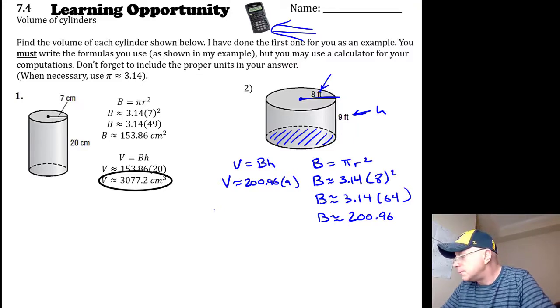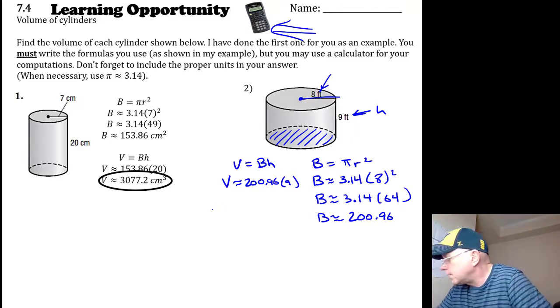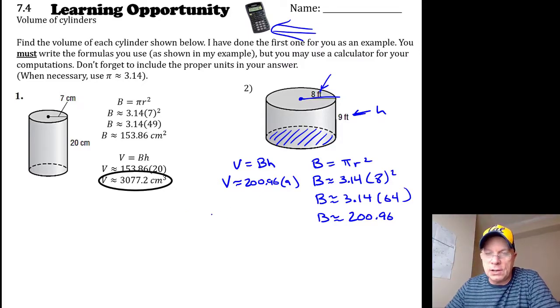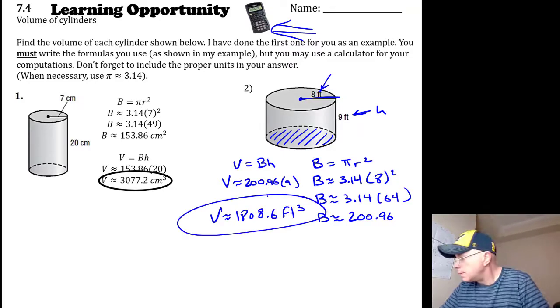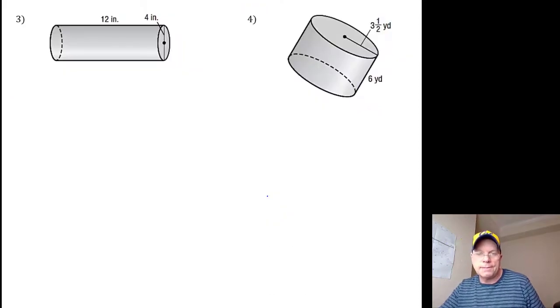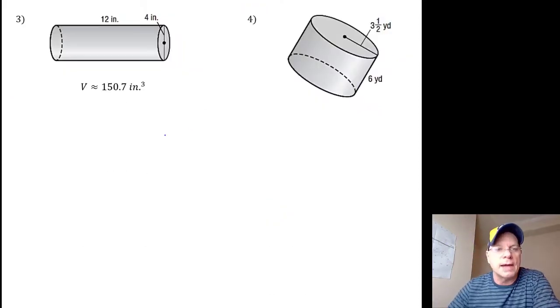The height is the perpendicular distance between the bases for any prism or any cylinder. And then you get 1808.6 feet cubed. Number 3, we already said the answer to that was 150.7.